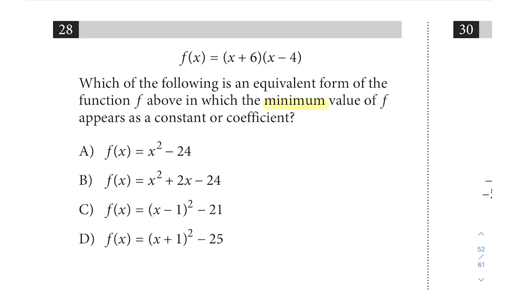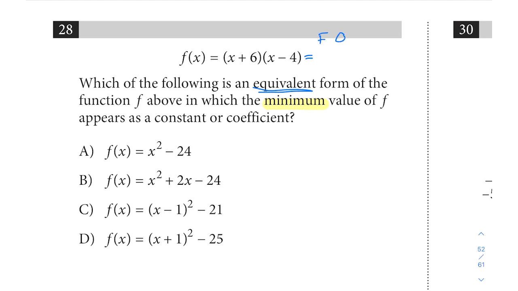Now let's take a look at 28. And for this one, they say which of the following is an equivalent form of the function f above, in which the minimum value of f appears as a constant or coefficient. Okay, well, first things first, we want to make sure that it is, in fact, equivalent, which means it's got to be the same thing.